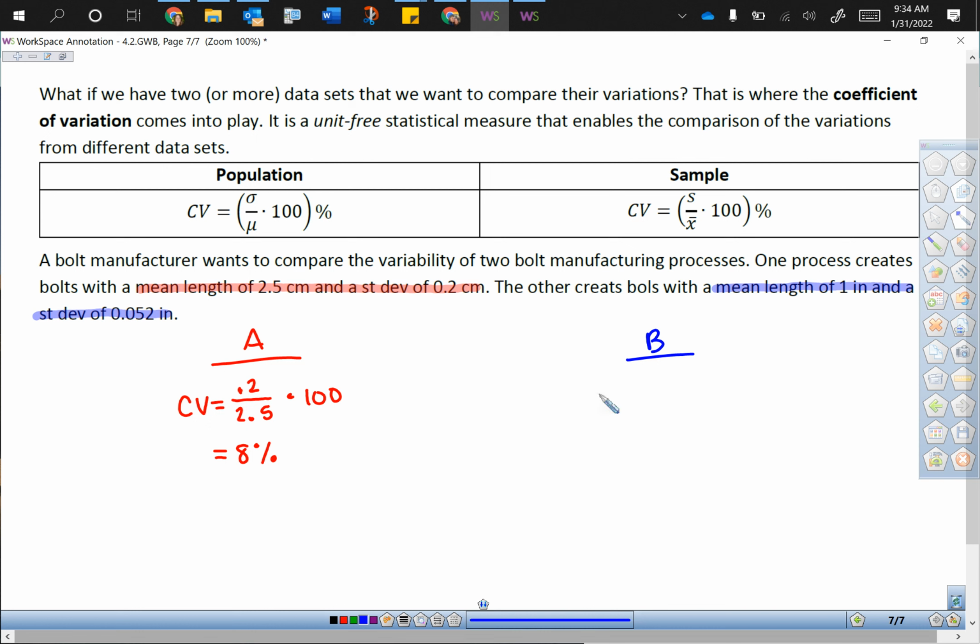Let's do the same thing for group B. I'm going to do the same thing, coefficient of variation. We're going to take the standard deviation, 0.052, and divide it by the mean, which is 1, multiply it by 100, and you don't even need a calculator for that. What's that going to be? 5.2%.